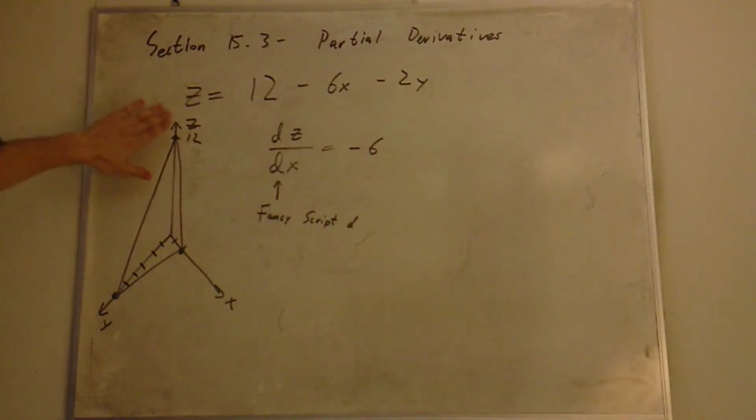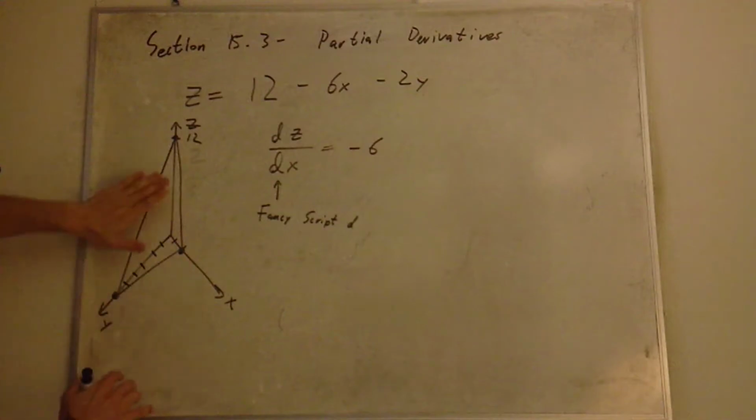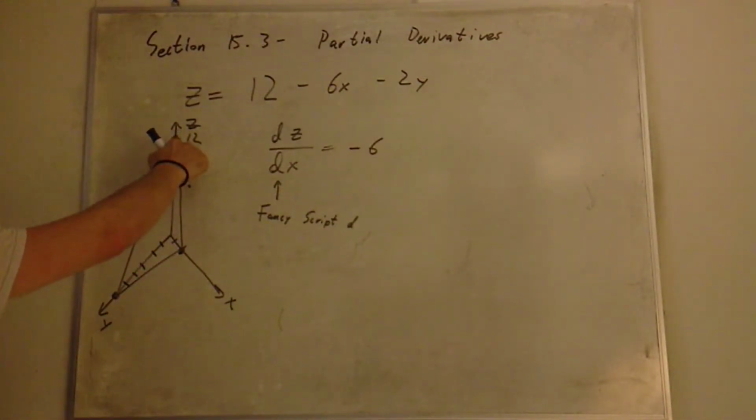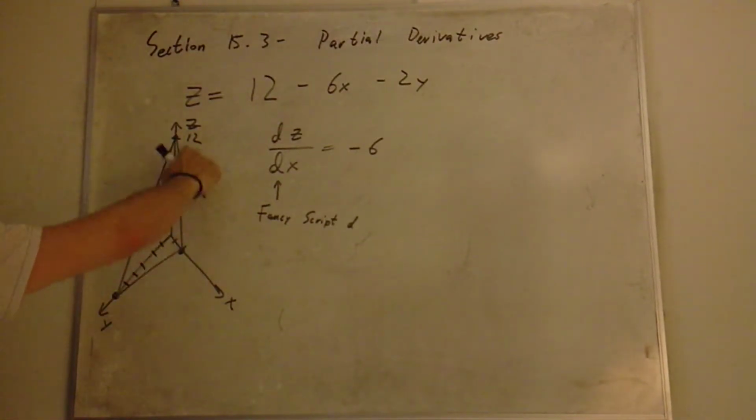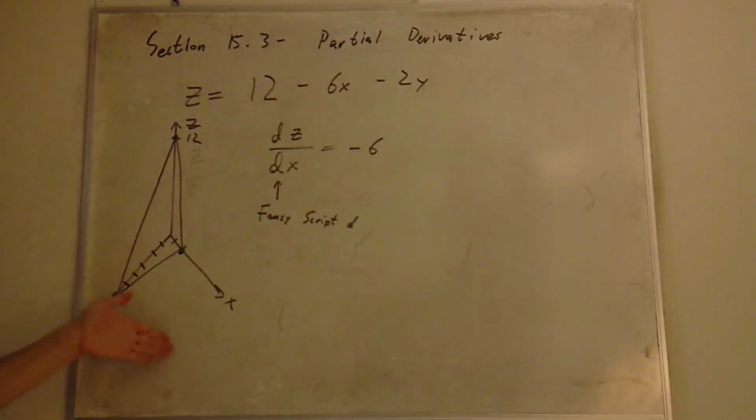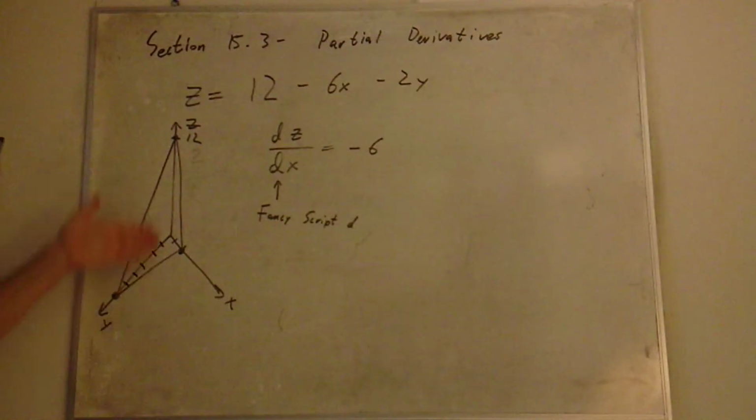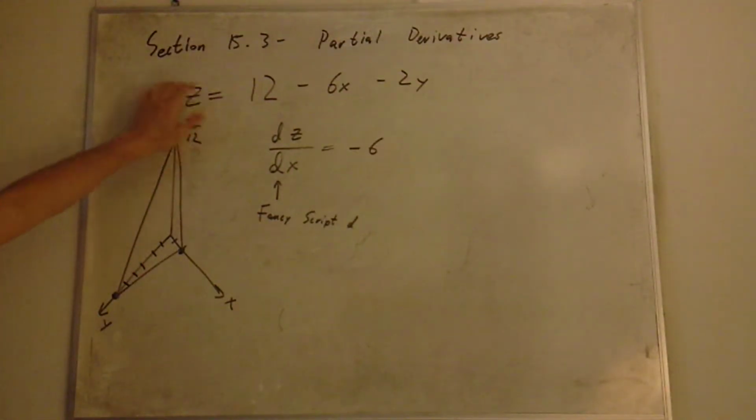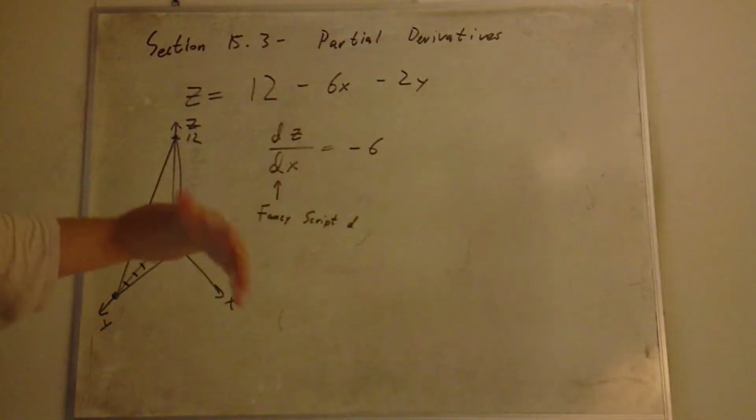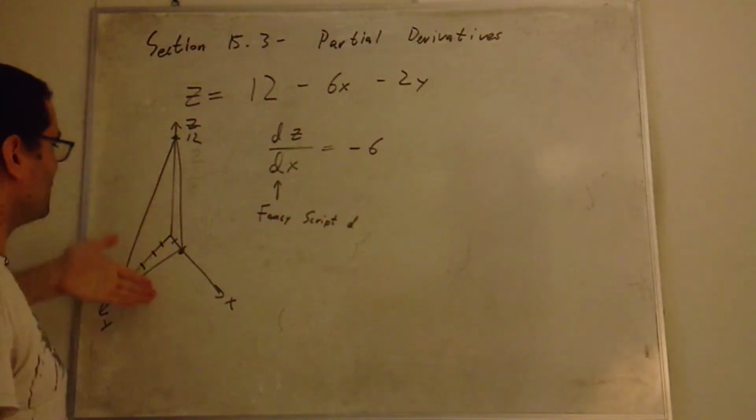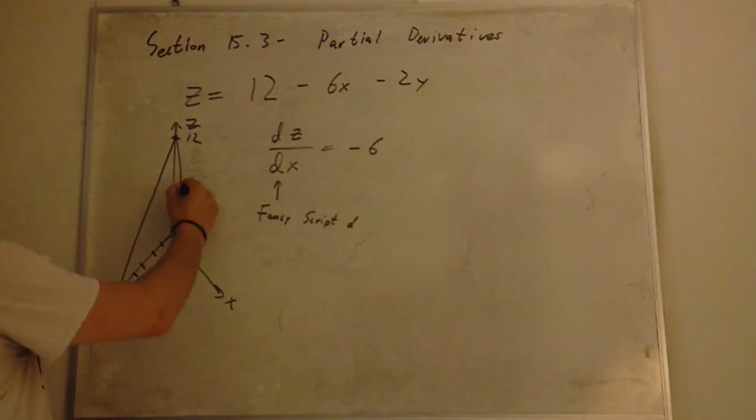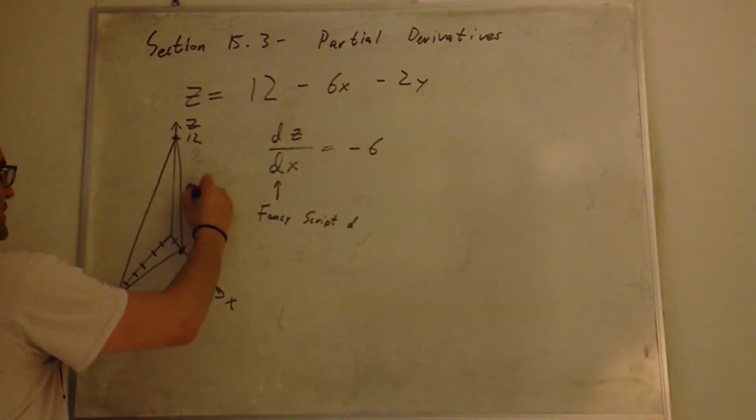And hopefully we can see that here. If we sort of ignore the y-axis for a little while and we focus on what's happening exclusively between z and x, that's sort of like this line. And it is a straight line. The slope isn't changing. That's why this function is linear. It makes a plane, not a curvy surface. And the slope is a constant negative 6. So it's steep downwards. Mx is negative 6.